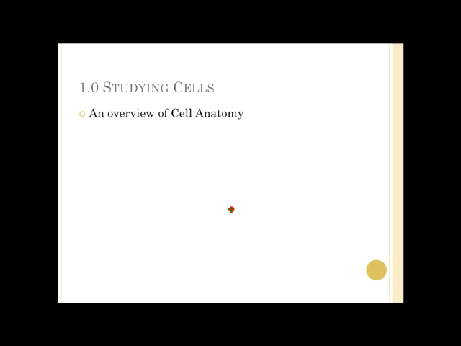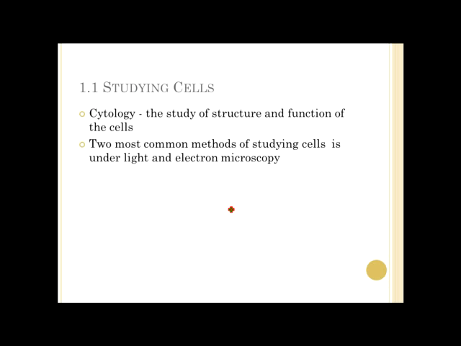1.0 here, studying cells, and this is an overview of the cellular anatomy. And we have more terms here. Studying cells. Cytology is the study of the structure and function of the cells. The 2 most common methods of studying cells are under light microscopy or electron microscopy. Now what that is, it blows up the picture of the cellular environment many times.